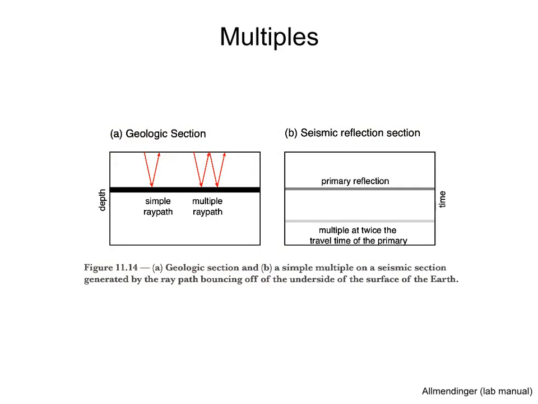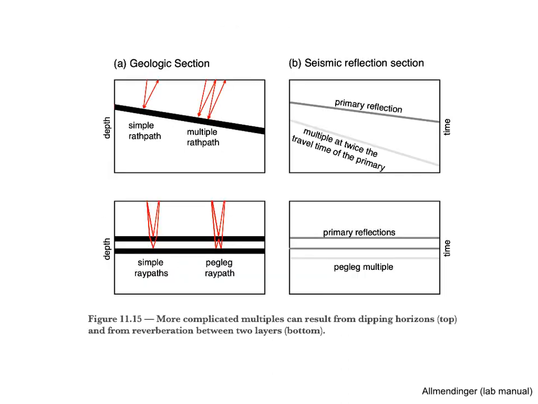When there are very reflective interfaces, such as the water bottom, we can get multiple reflections, or multiples, from these interfaces. The multiple will be displayed at twice the travel time of the primary reflector. Multiples from dipping layers have twice the dip of the primary reflector. We can also have peg-leg multiples that result from the ray path bouncing around between two layers in the subsurface.